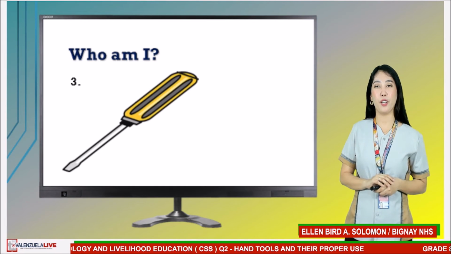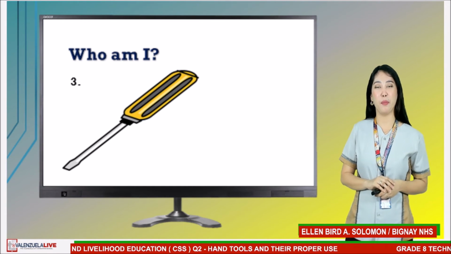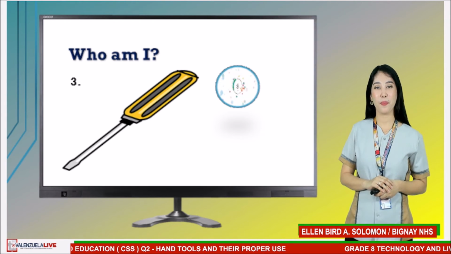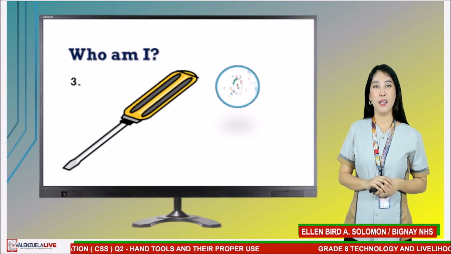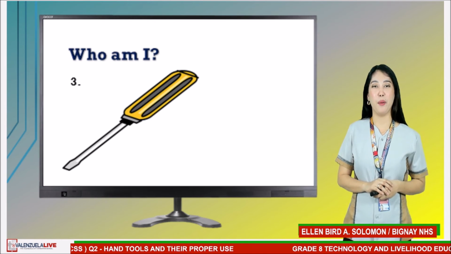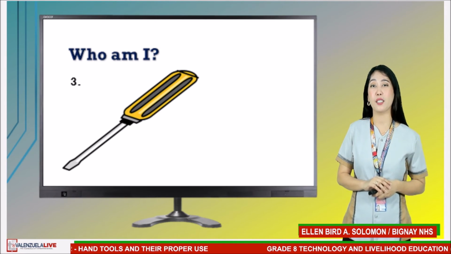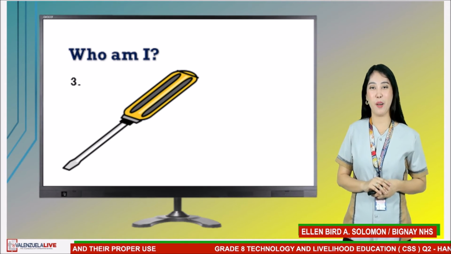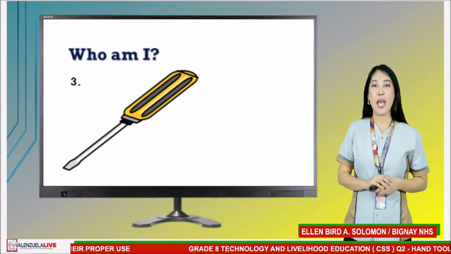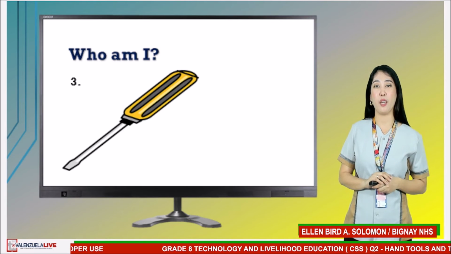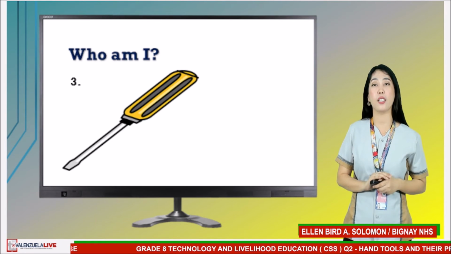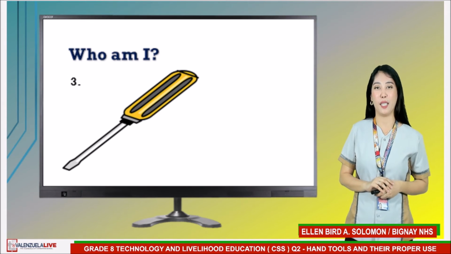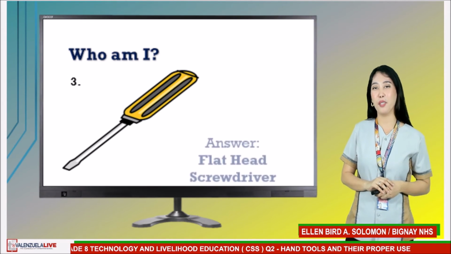For the third one, your timer starts now. Okay, so for number 3, if your answer is flathead screwdriver, nice one, you are correct. A flathead screwdriver is a wedge-shaped flat tip used to tighten or loosen slotted screws. Let's have number 4.